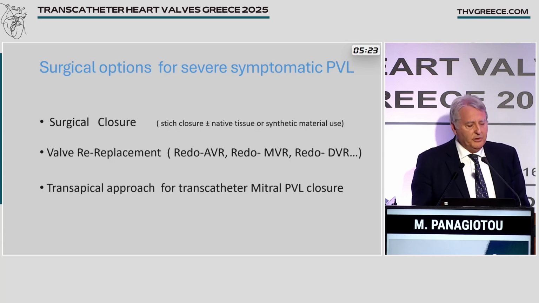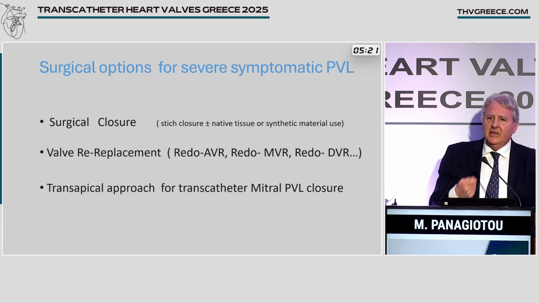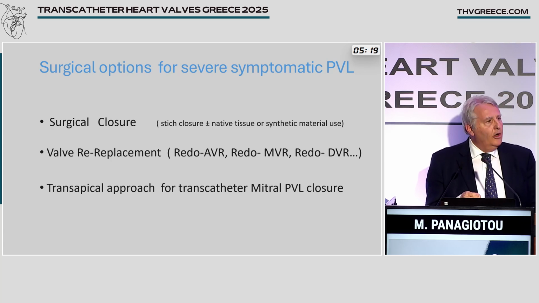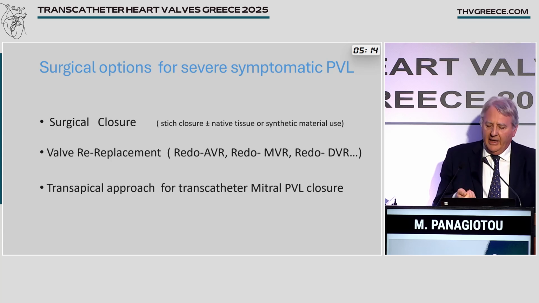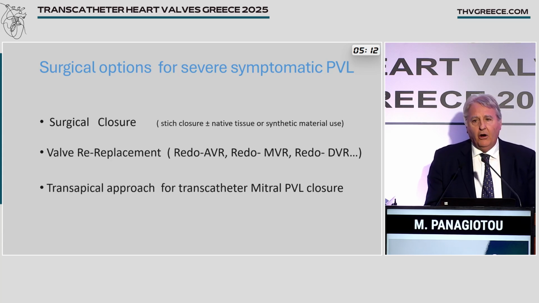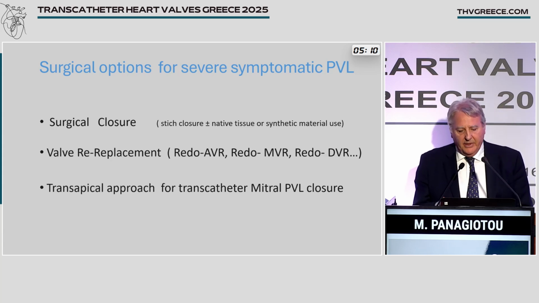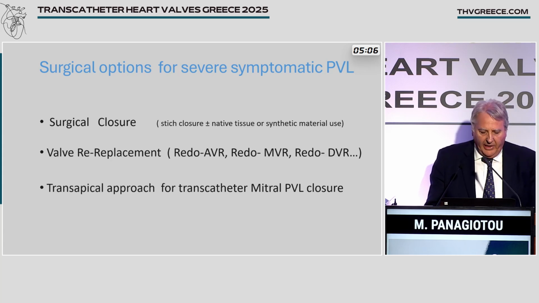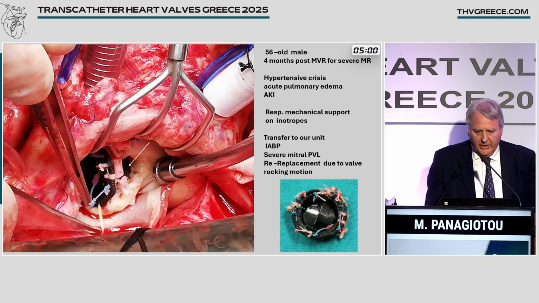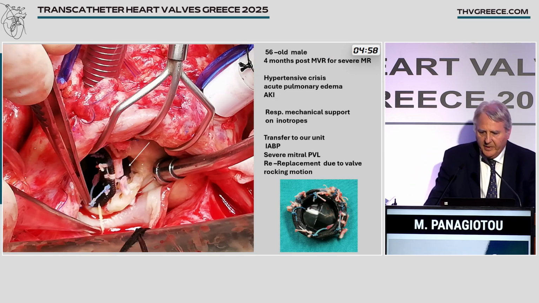What are the surgical options? The simple surgical closure, either stitch closure or reinforcement with native tissue like pericardium or synthetic material, or valve re-replacement: redo AVR, redo MVR, or redo double valve replacement. Also, in the transapical approach, there is a role for the cardiac surgeon. Let's see our experience.